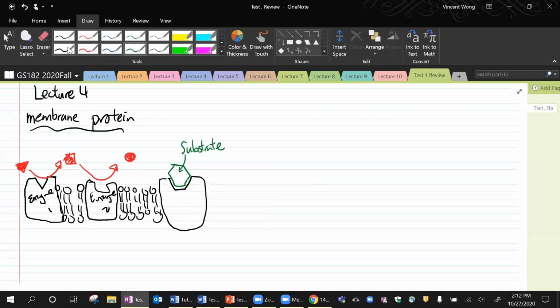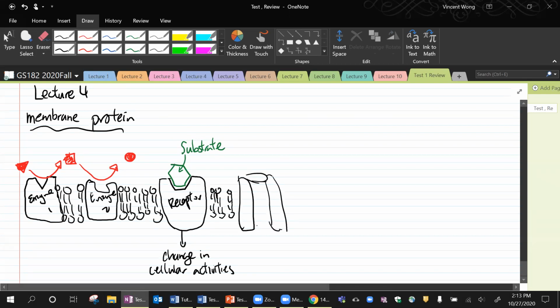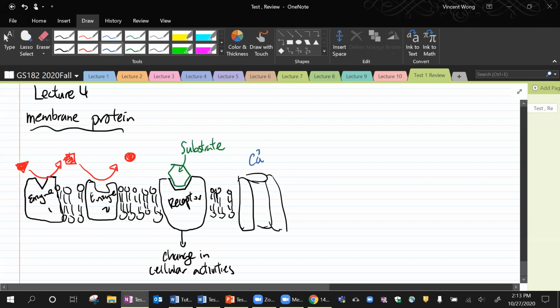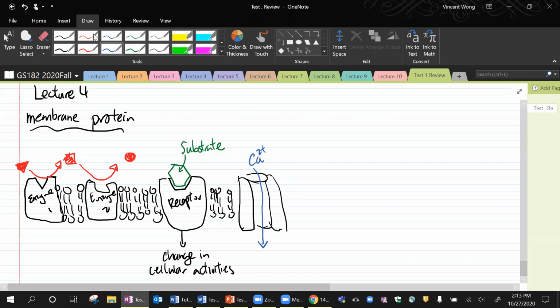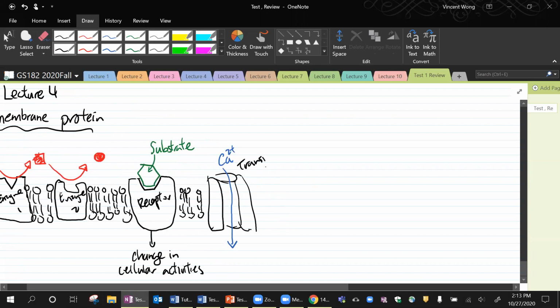Okay, and it binds to the receptor here. Then it's going to lead to a change in cellular activity. Okay, and then there are other functions as well. There could be a channel protein, right? Channel protein. This is going to allow maybe charged particles like calcium to go through. So this is a channel protein for transport, right? Transport.